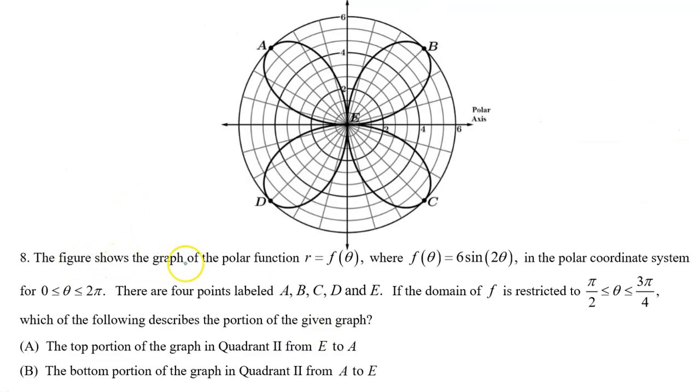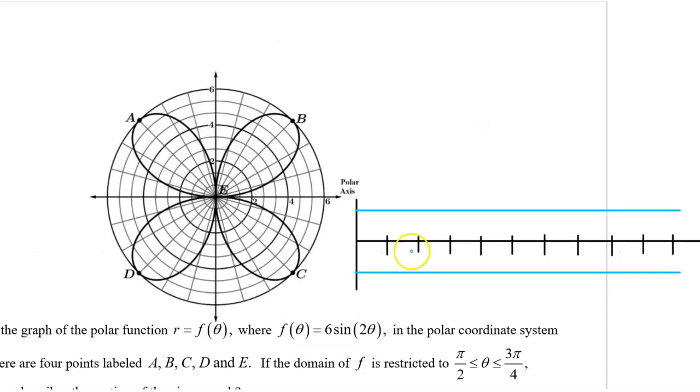Number 8. The figure shows the graph of the polar function r equals f of theta, where f of theta is equal to 6 sine 2 theta in the polar coordinate system on the interval from 0 to 2 pi. There are 5 points labeled A, B, C, D, and E. If the domain of f is restricted to the interval from pi over 2 to 3 pi over 4, which of the following describes the portion of the given graph? As usual, let's make a rectangular graph.